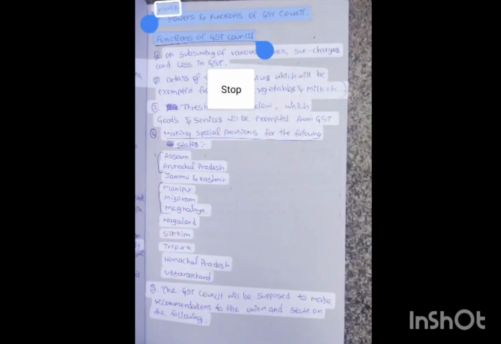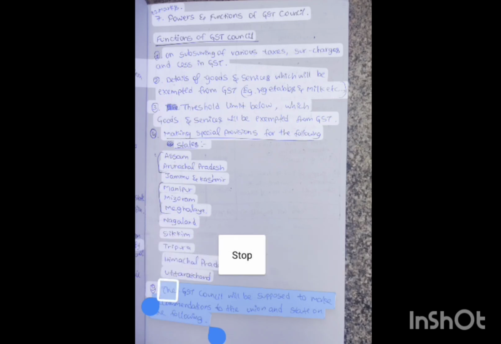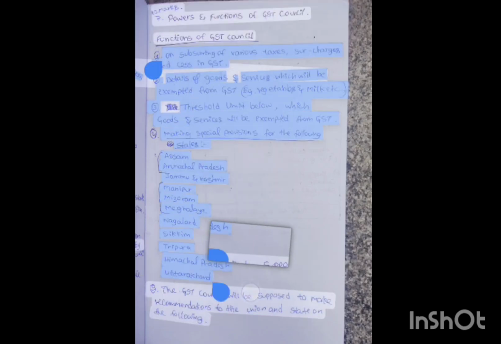Powers and functions of the GST Council. Functions of the GST Council: the GST Council will make recommendations to the Union and states on the following. On subsuming of various taxes, surcharges and cess in GST. Details of goods and services which will be exempted from GST, e.g., vegetables and milk. Threshold limit below which goods and services will be exempted from GST.